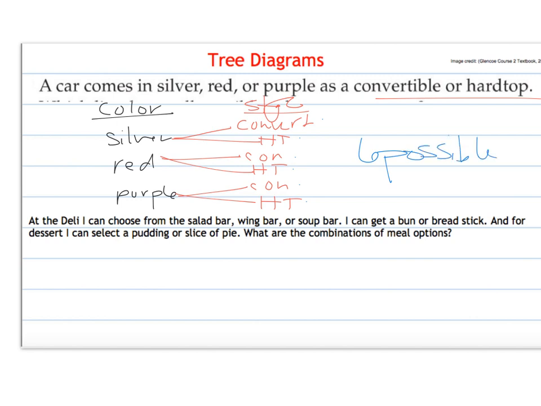So again, it's like the table, but it lets us see what the options are, not just the number of them. So I could have a silver convertible, a silver hardtop, red convertible, red hardtop, purple convertible, or purple hardtop. So it gives me a very clear picture of what the options are.